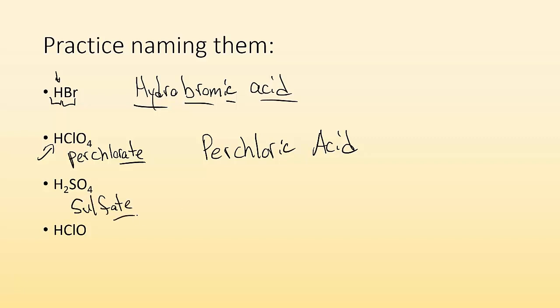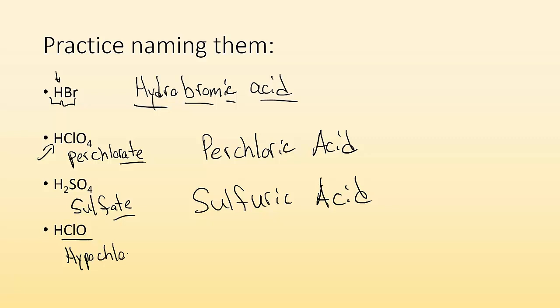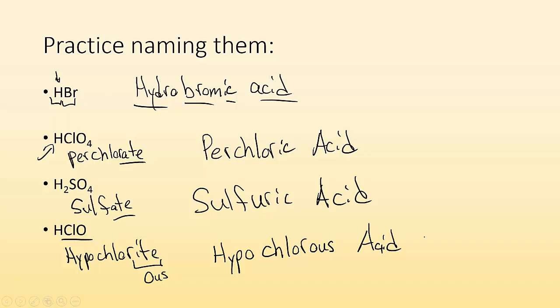Now SO4 is sulfate. What do I do with the ate ending? I change it to ic, so you could put sulfic, but what you're probably going to see more often, because it just sounds better, is sulfuric acid. And then the last one, we have ClO. That's hypochlorite. What do I do with the ite ending? I change it to us. So that will be hypochlorous acid. Okay, so that's naming acids.